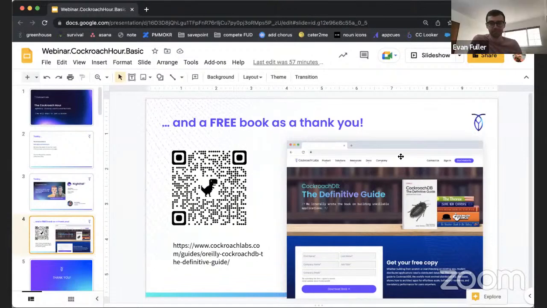I think it would have been really weird if O'Reilly would have given us an elephant or a llama, right? I'm pretty happy they did choose a cockroach for our book. I don't know, it'd be kind of strange.